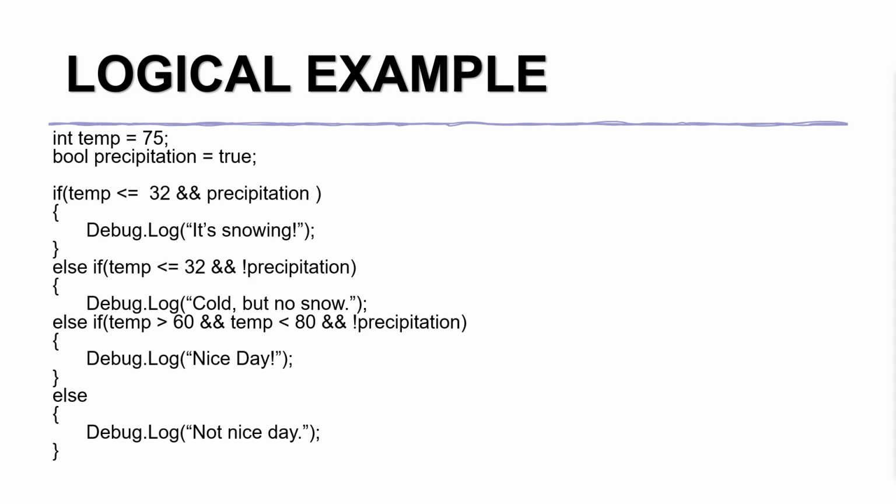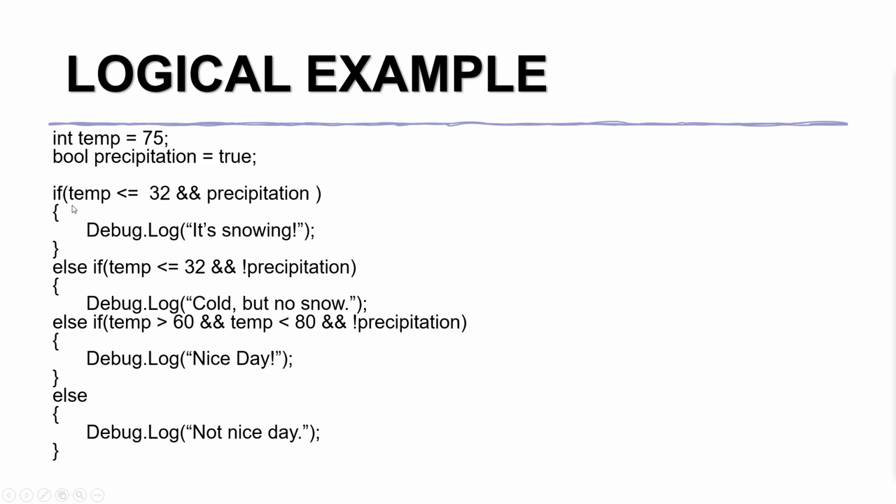So as an example in code, what if we have a temperature of 75, we're storing that in an int, and a bool variable called precipitation that we're setting to true. So in plain English, if we have a temperature of 75 and we have precipitation, that means it's pretty nice outside and it's raining, right? So let's kind of work our way through these if statements.